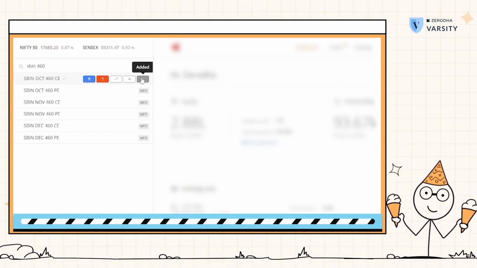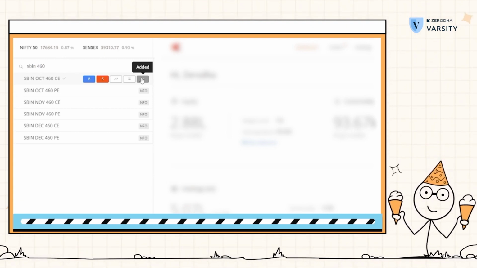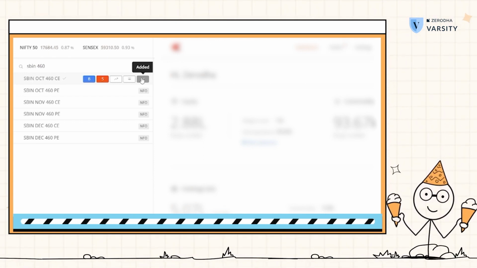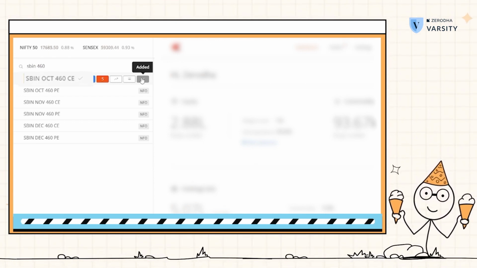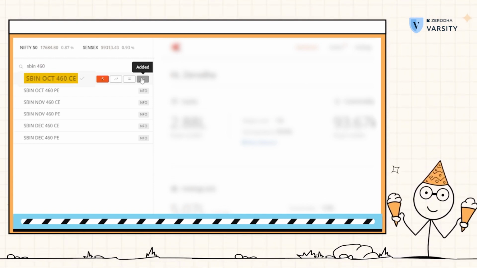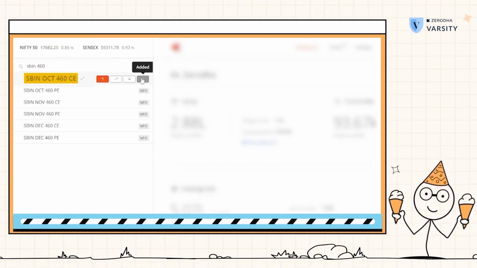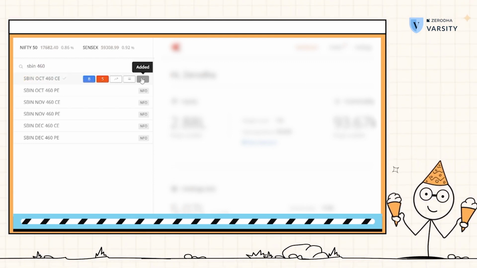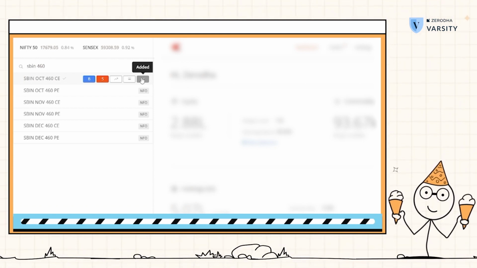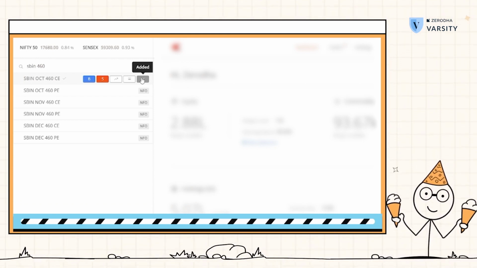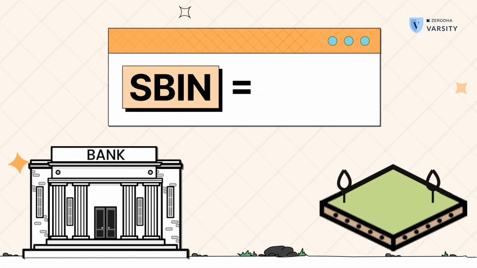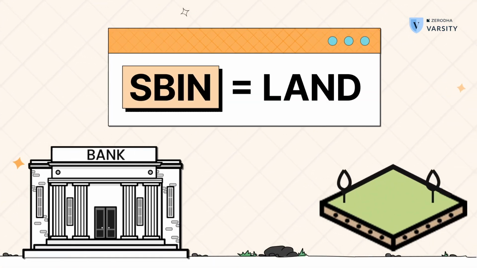Don't get bogged down with all the technicalities and details here. I just want you to pay attention to the very first instrument that you see, that is SBIN October 460 CE. Let's try and understand what this is part by part. SBIN here is the stock under consideration. In the example that we discussed in the previous video, the underlying was the land. The underlying here is the State Bank of India stock.